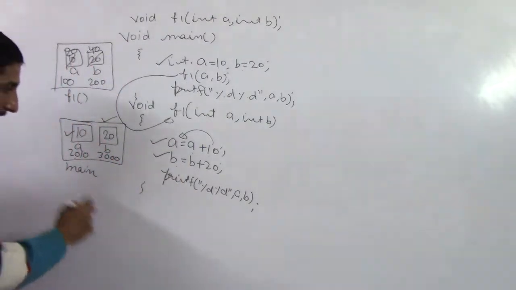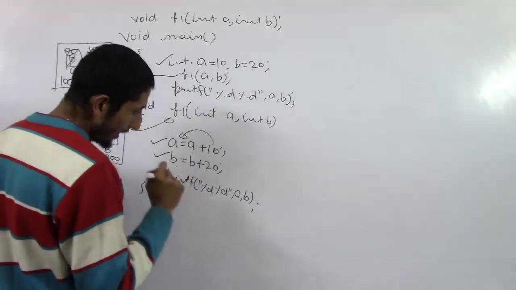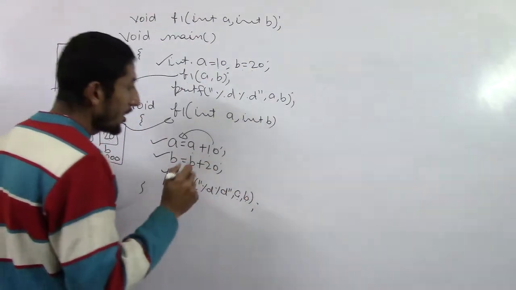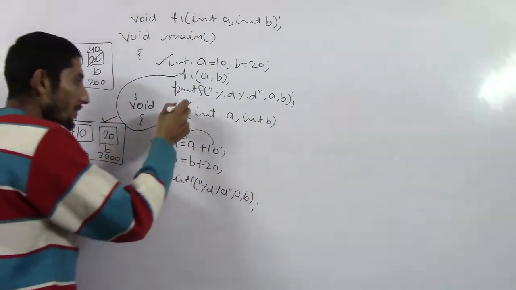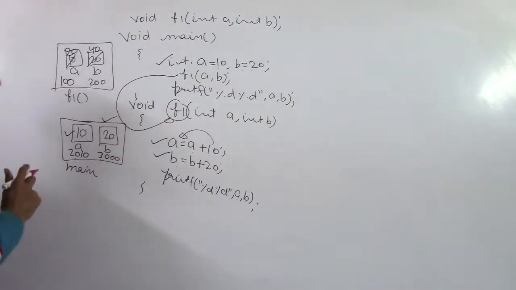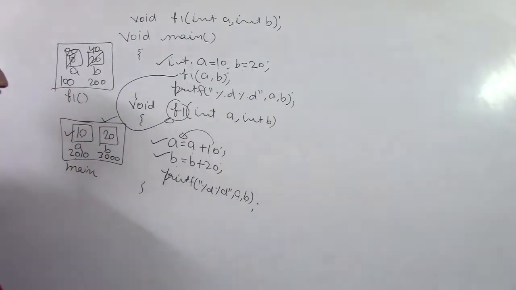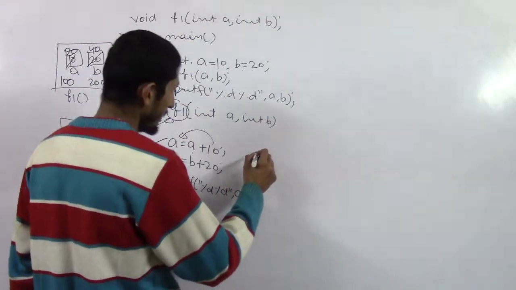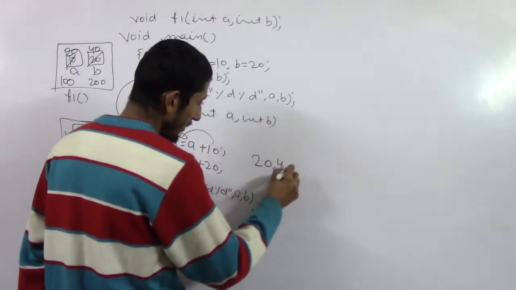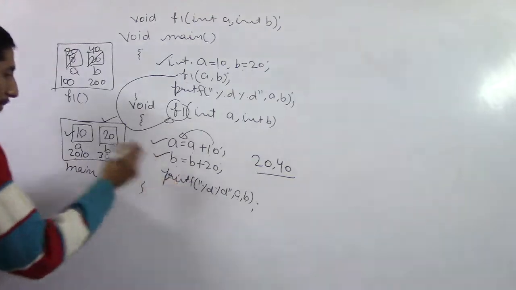So I am saying that please print the value of a and b. Which a and b? Under f1. So where should we move? We should move here, and on the command prompt it will print 20 and 40.